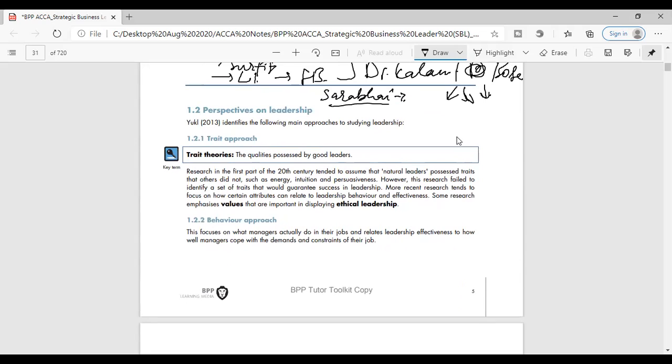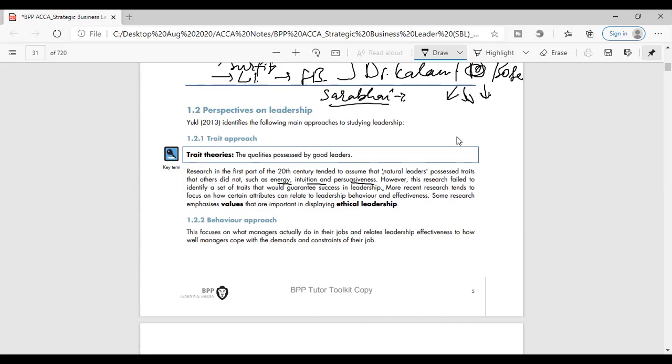Trait theories. The qualities possessed by good leaders. Same thing as above. So research in the first part of 20th century tended to assume that natural leaders possessed traits that others did not, such as energy, intuition, and persuasiveness. However, all these research failed to identify a set of traits that would guarantee success in leadership.